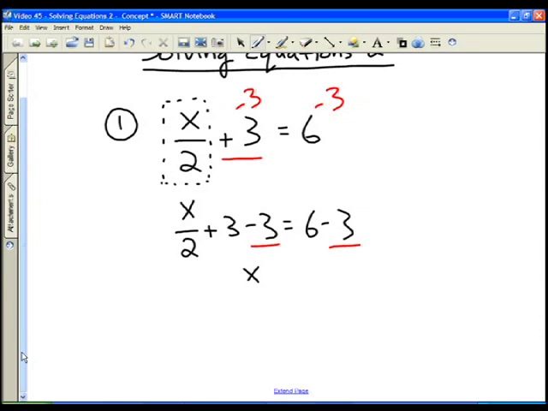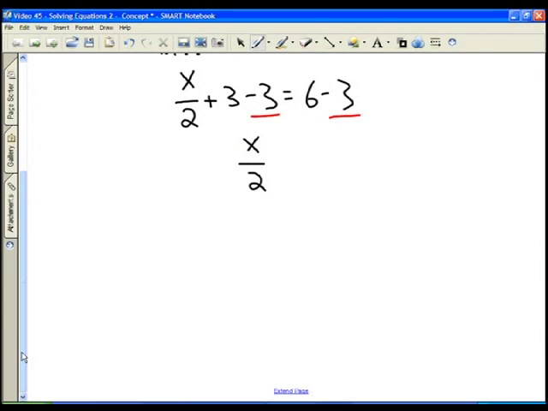And so now this left side simplifies into x divided by 2, and the right side simplifies into 6 minus 3, which is 3. Now we've isolated the term that has the x in it. And now you see we have one fraction on the left and a number on the right. Well, let's make that a fraction, and remember we can write any whole number or integer as a fraction by making the denominator 1.